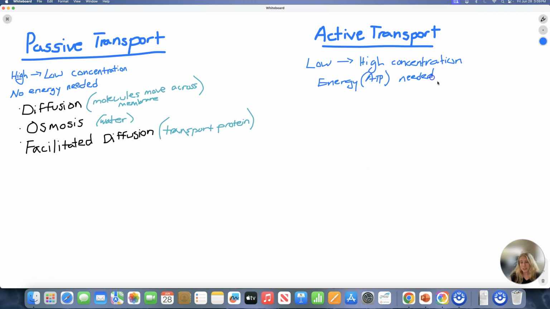So hopefully you can easily see the 2 differences between passive and active transport. Passive transport, high to low concentration, no energy needed. Active transport is low to high concentration, and so energy in the form of ATP is needed.